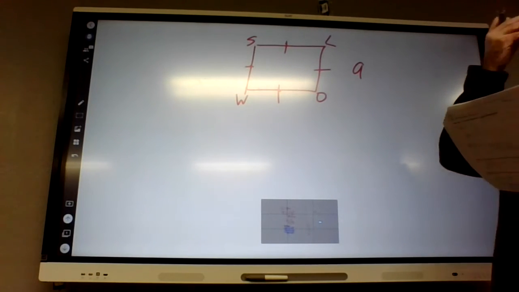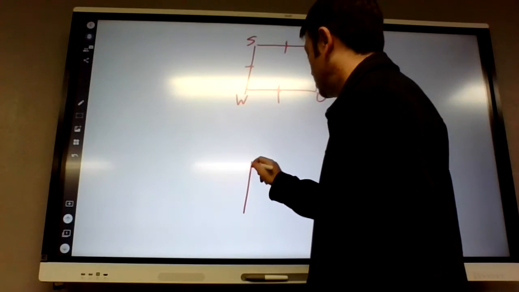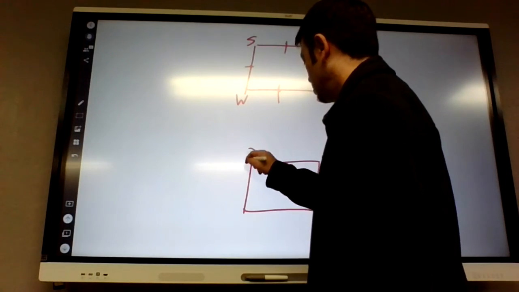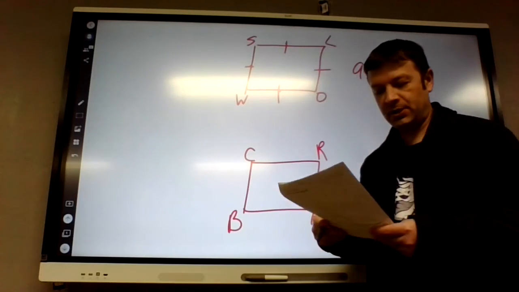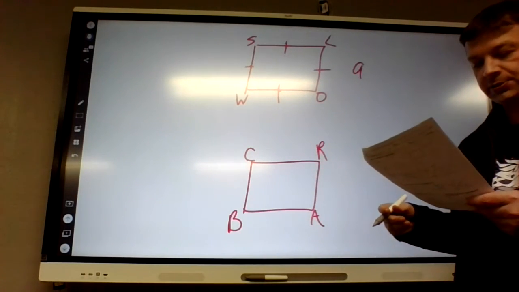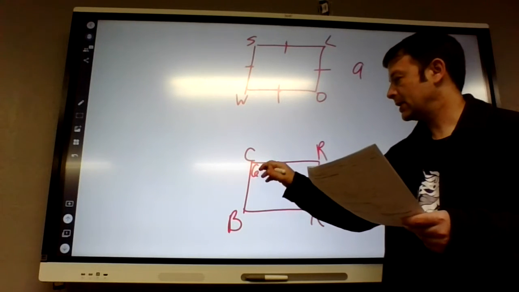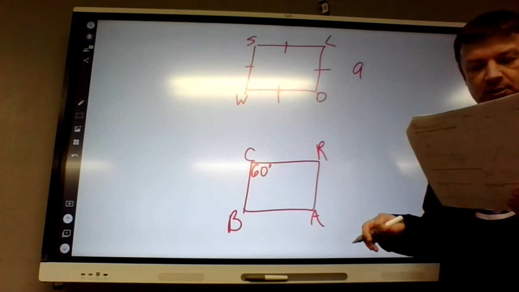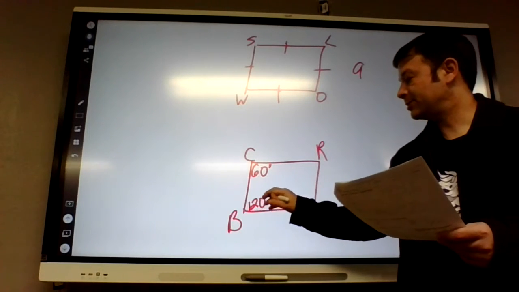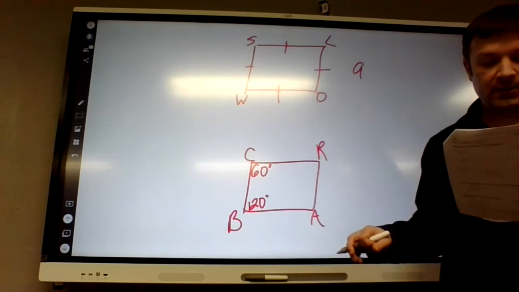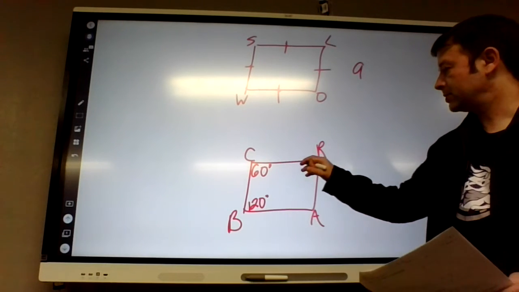Okay, 25 is quadrilateral CRAB. Angle C is 60. Angle B is 120. That tells me something right there. Angle R is 120.